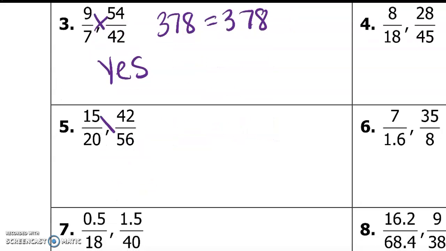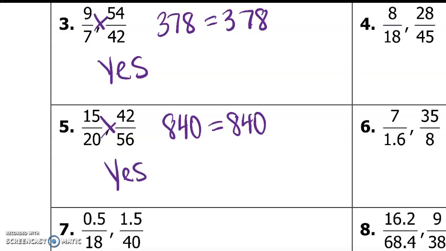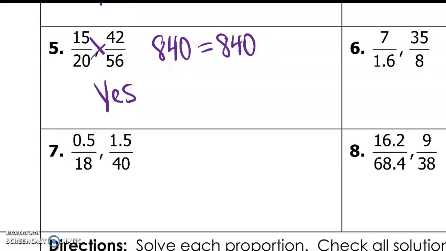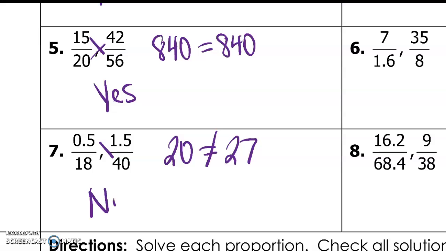So number 5, 15 times 56 gives us 840, and then 20 times 42 also gives us 840. So that would be yes. Number 7, 0.5 times 40 would give me 20. We want to know, does that equal 18 times 1.5 gives me 27. So those are not equal. So no, they do not form a proportion.